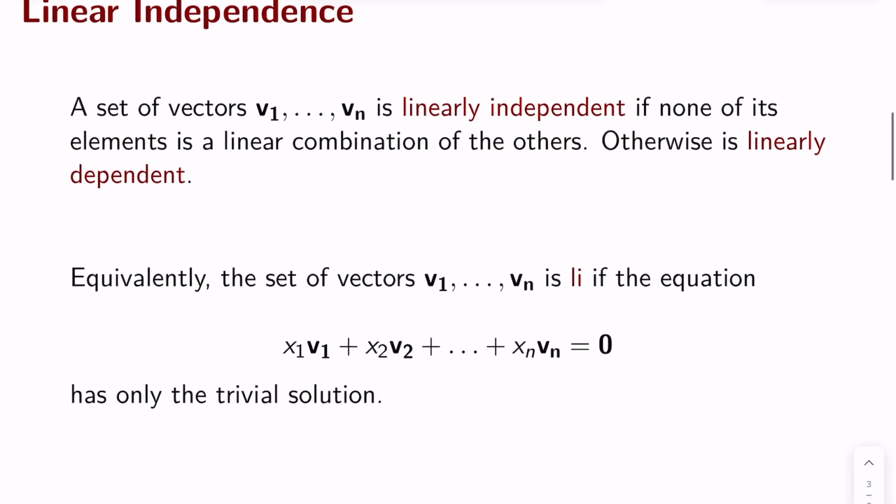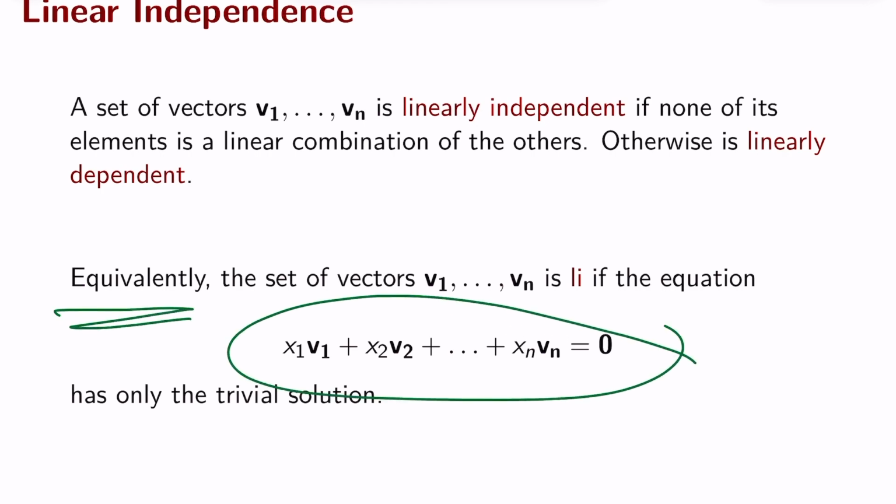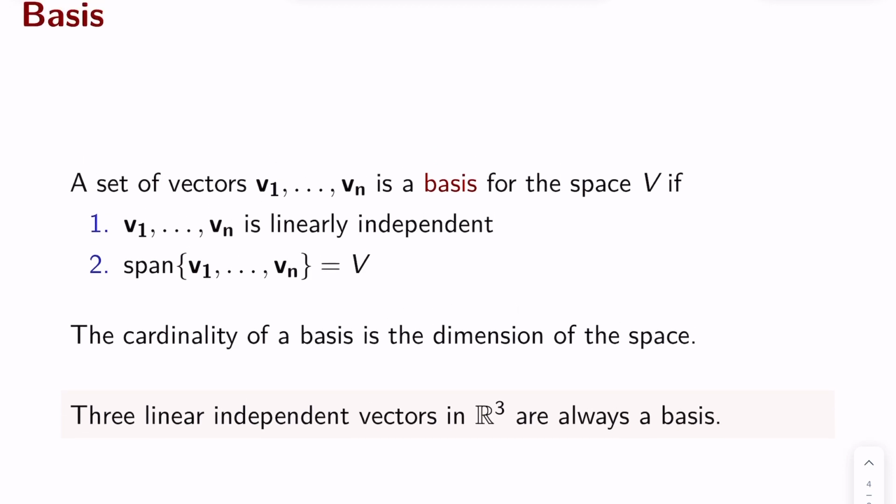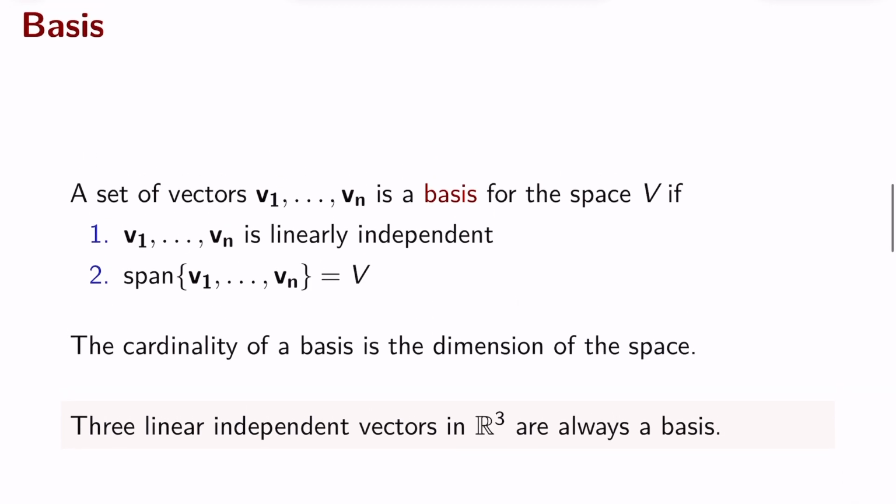We translate the idea of vectors being independent to the idea of this equation having only the trivial solution. In other words, it has a unique solution, and in the case of a 3 by 3, we can say that the determinant is not 0. We know now what it means for a set of vectors to be linearly independent.